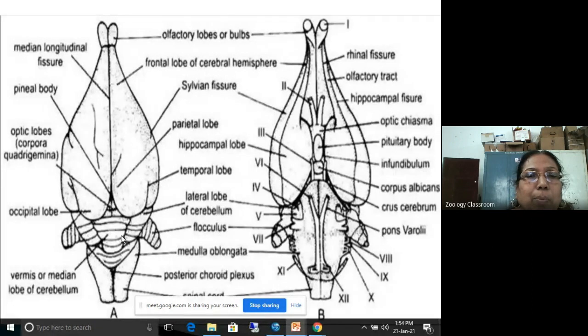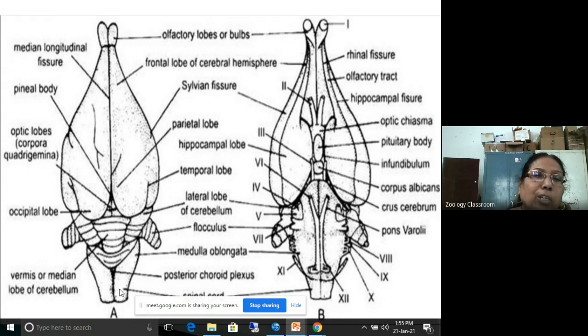The next part is the hindbrain, which consists of the cerebellum and medulla oblongata. This is the cerebellum. In the middle part is the vermis, with transverse partitions showing plates. On the lateral side is the lateral lobe, and an outgrowth-like structure, the flocculus. The mammal brain is more advanced than that of all other vertebrates, and the cerebellum is also more advanced than in other animals.